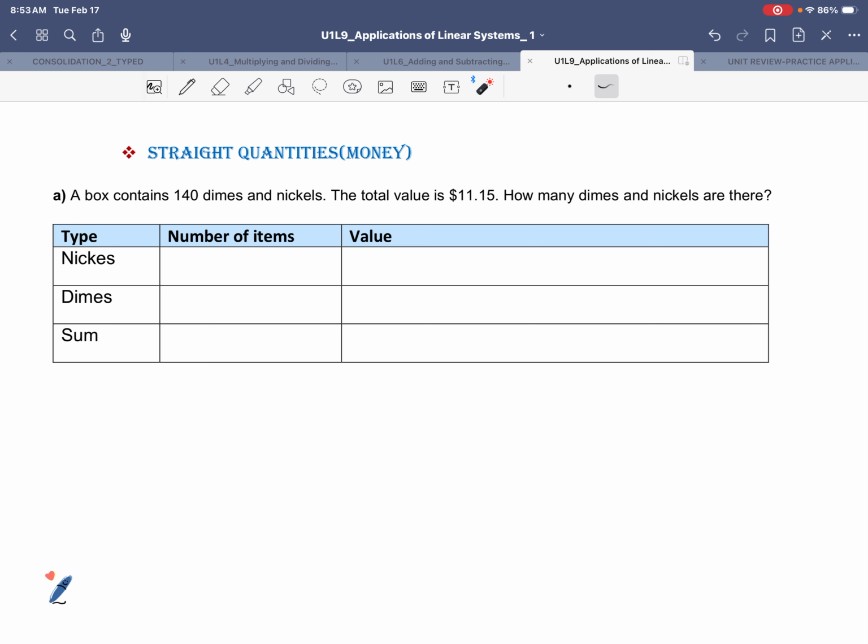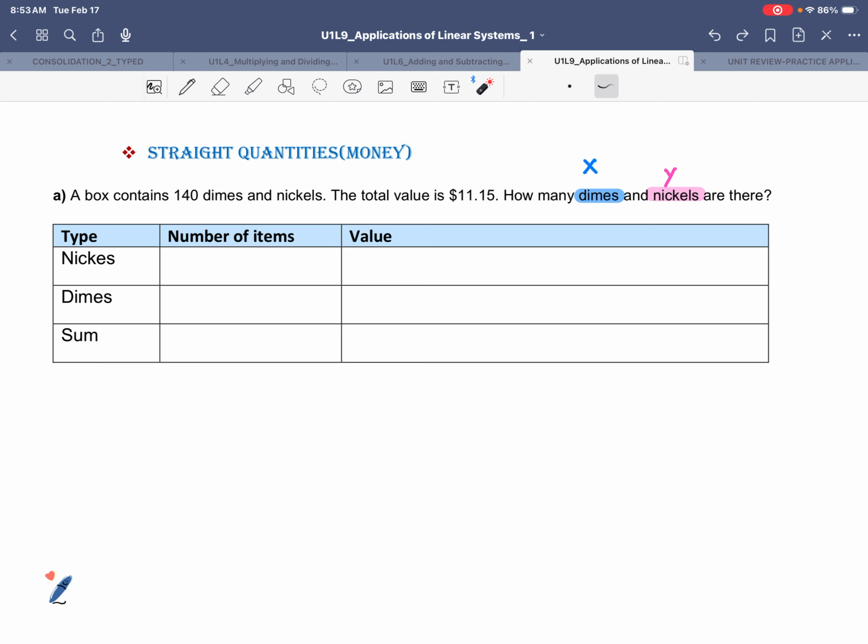So I read the problem the first time and I understand it's about dimes and nickels. So it's a money problem. So I'm going to read it again with a focus on the question asked. I'm asked how many dimes and how many nickels are there. So we're asked the number of coins in dimes and the number of coins in nickels. So these are going to be our variables. And remember that in linear systems applications, we use two variables. So we're going to let the number of dimes be x, and we're going to let the number of nickels be the unknown variable y.